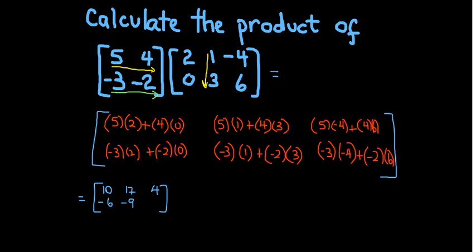Okay, and then finally this one, minus 3 by minus 4 is a positive 12, plus minus 2 by 6. Minus 2 by 6 giving us a negative 12. So positive 12 plus negative 12 will give us 0. So for those persons in the chat with 10, 17, 4 in your first row, and then minus 6, minus 9, 0 in your second row, excellent work. That is the answer. So there you go.